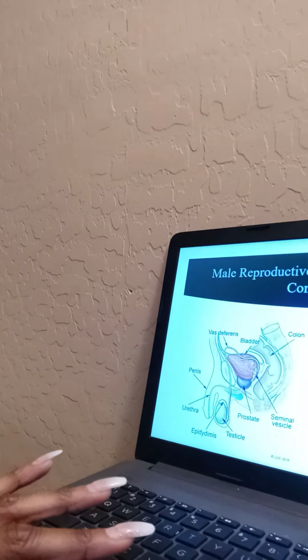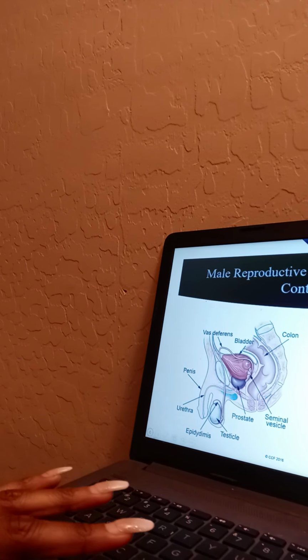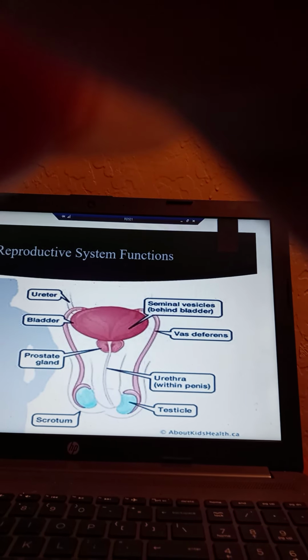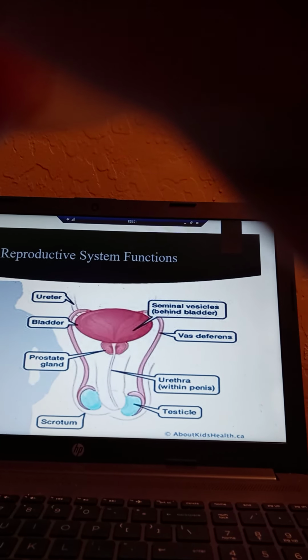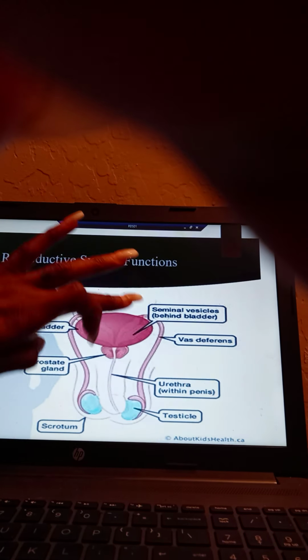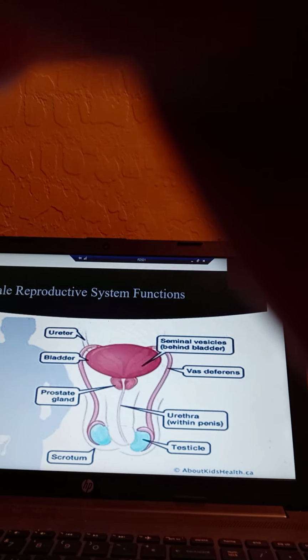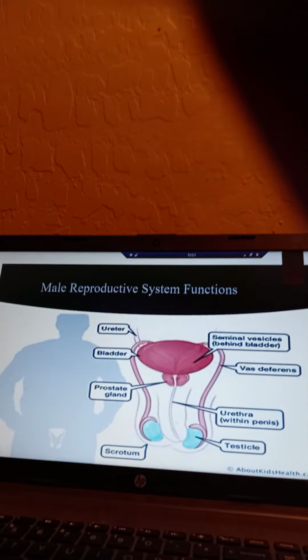Okay, and we go to the 19th slide, and that is the male reproductive system function. Basically, I just did a picture showing different parts of it. I did something different, trying a different picture here and there, just to give you a look at what it actually looks like.